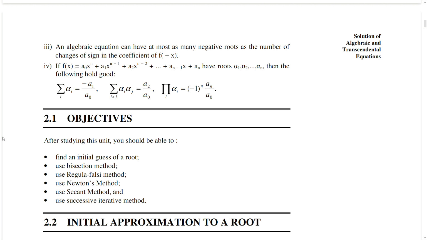4. If f(x) equal to a0 x to the power n plus a1 x to the power n minus 1 plus a2 x to the power n minus 2 plus ... plus a(n minus 1) x plus an has roots alpha 1, alpha 2, ..., alpha n, then the following hold good. Summation of alpha i equal to minus a1 by a0, summation over i less than j of alpha i alpha j equal to a2 by a0, and so on, and the product of all alpha i equal to (minus 1) to the power n times an by a0.